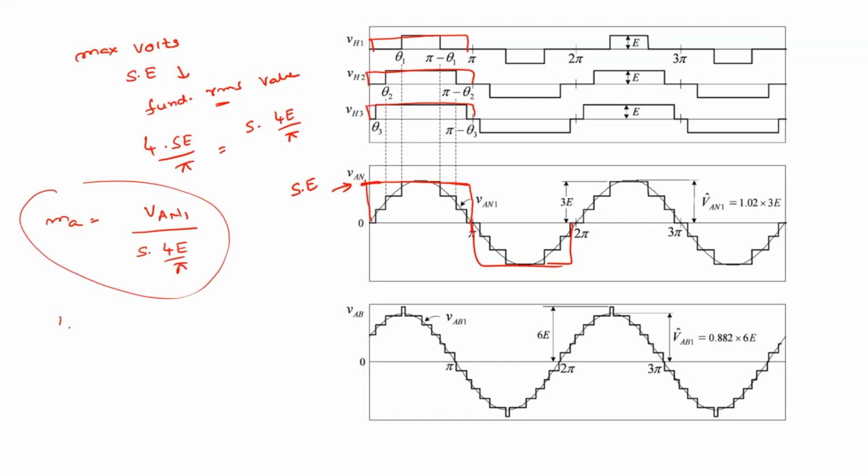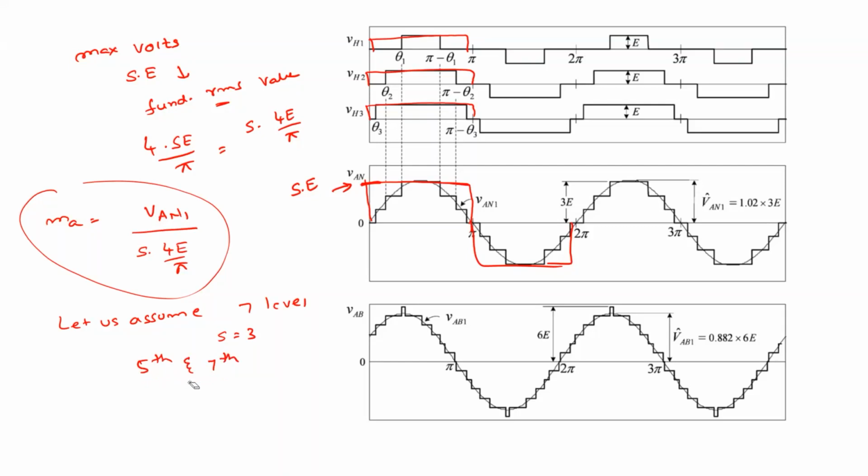So now let us assume that we have 7 levels, which means S equal to 3. And we are trying to eliminate the 5th order harmonic and the 7th order harmonic. The 3rd order harmonic will be present in the phases, but it will be eliminated in the lines, right? Okay.